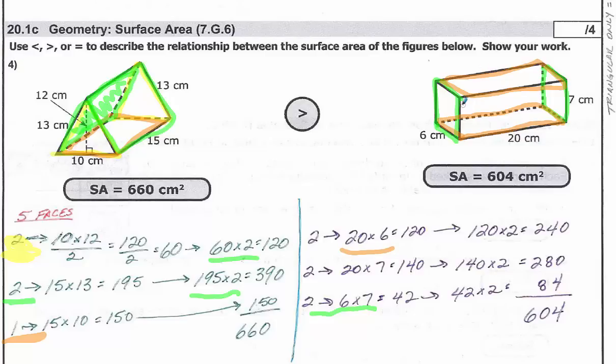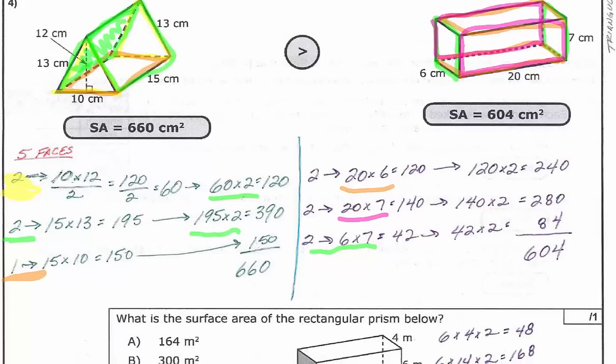And there's this edge, which is 20 times 7. And there's 2 of those, 20 times 7. We multiply each of those out. We double them, because there are 2 just like it. We get our 604, and then we're adding them all together, and we find out that the triangular prism at 660 centimeters squared is a little bit bigger than the rectangular prism, which was 604 centimeters squared.